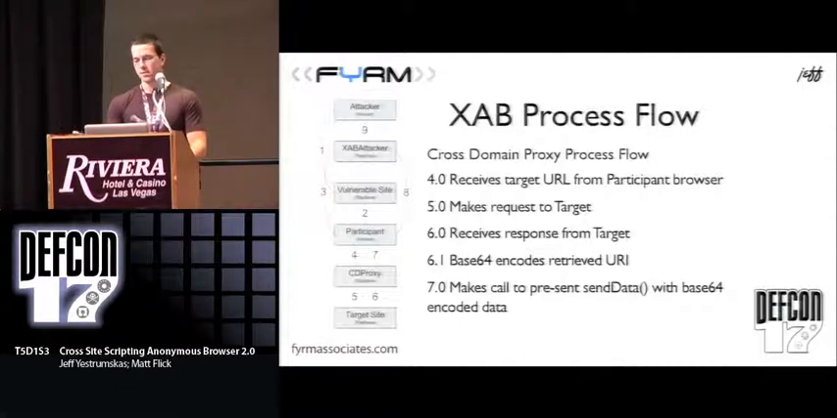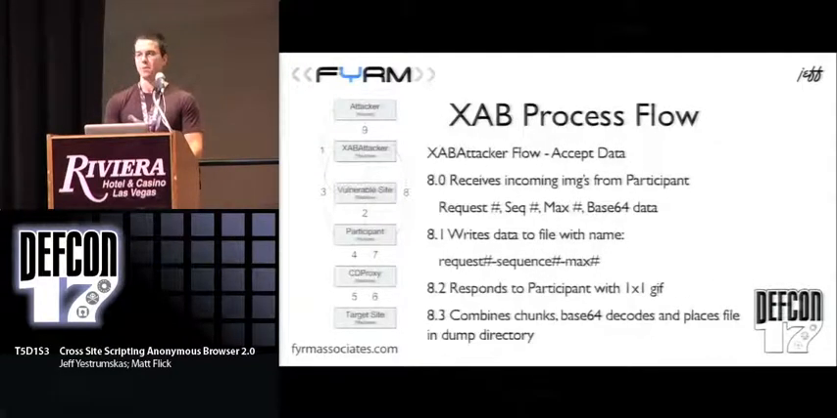All that data is going to be base64 encoded, and it's going to be split up based on how you configure it. So, I mean, you can only send 2,000-something characters in an IE URL. So you want to set that a little bit below that, and the max data size that the participant sends to the XAB attacker to receive this data is always going to be in chunks under the maximum for that browser.